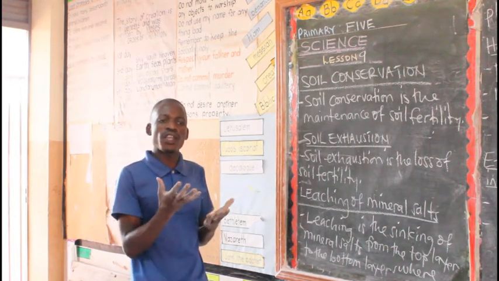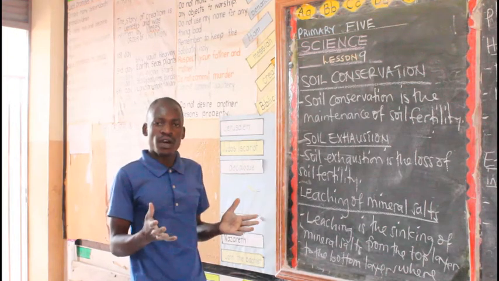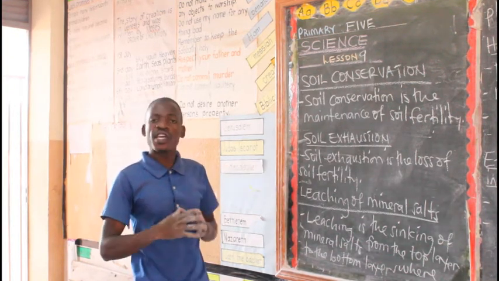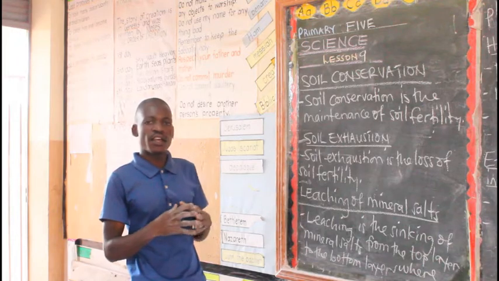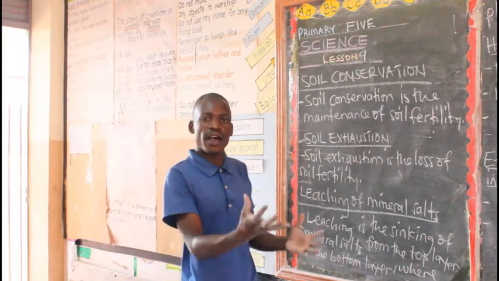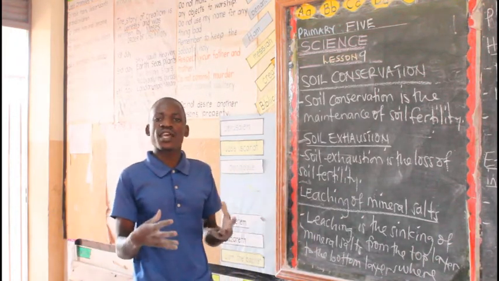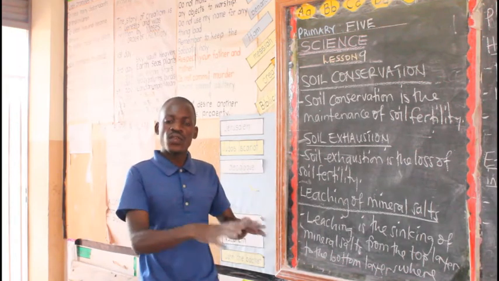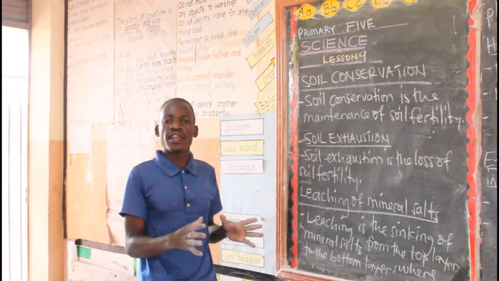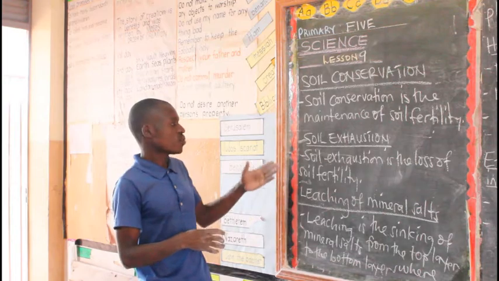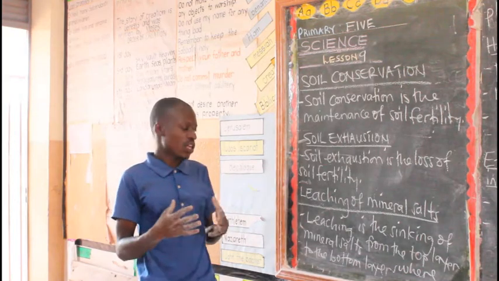They leave the top layer, which becomes unfertile. Then soil erosion can also cause soil exhaustion as it takes away the topsoil which is fertile and contains humus, leaving the remaining soil without any nutrients. Those are some of the causes of soil exhaustion.